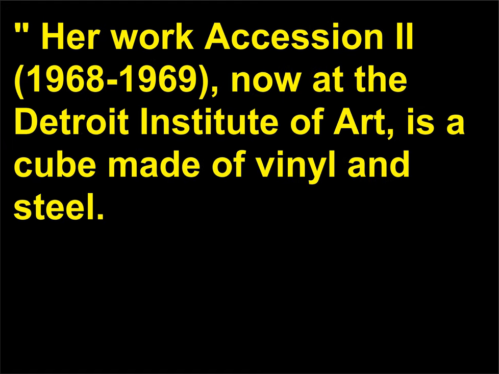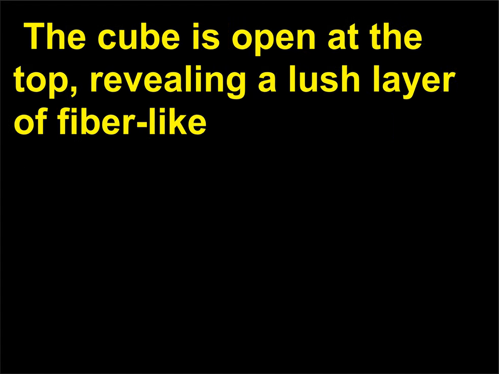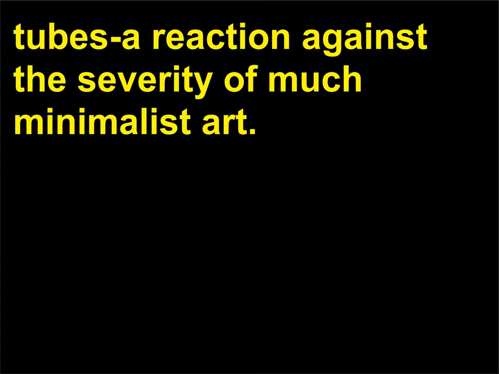Her work Accession 2, 1968-1969, now at the Detroit Institute of Art, is a cube made of vinyl and steel. The cube is open at the top, revealing a lush layer of fiber-like tubes, a reaction against the severity of much minimalist art.